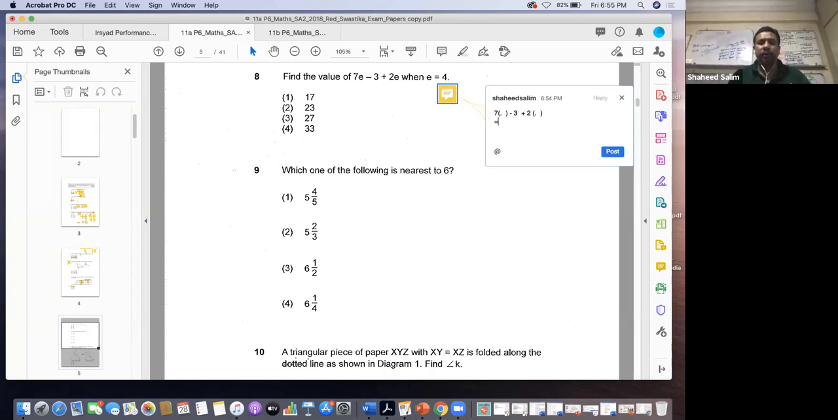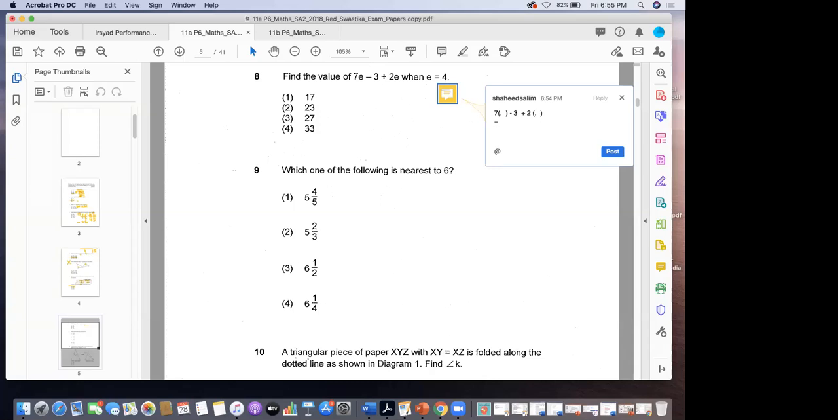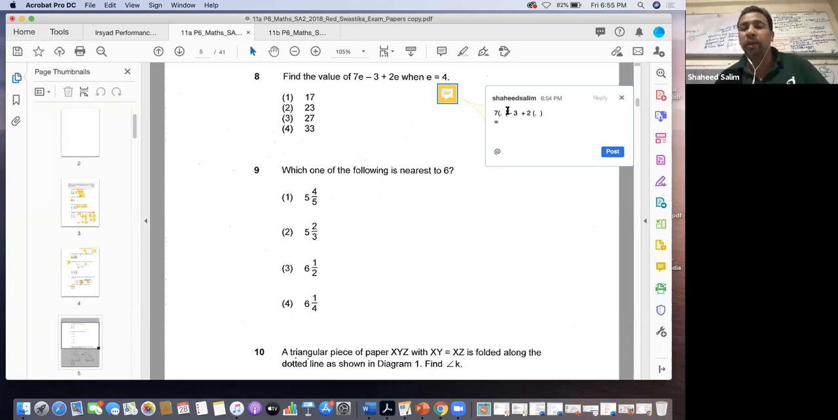What about Zahira? Huh, for number 8, I don't get the answer. You know the answer. Okay, then we do it together. You see, Rayana, you put number 4 inside here. Means 7 times 4, what's the answer? 7 times 4. 7 times 4? 28. You got to work on your times tables.